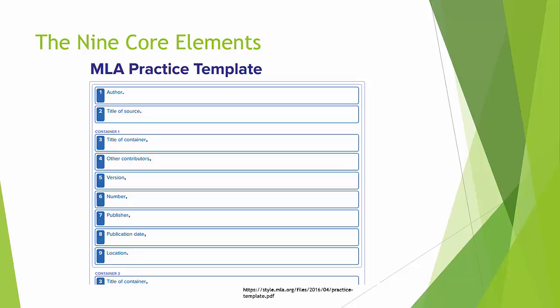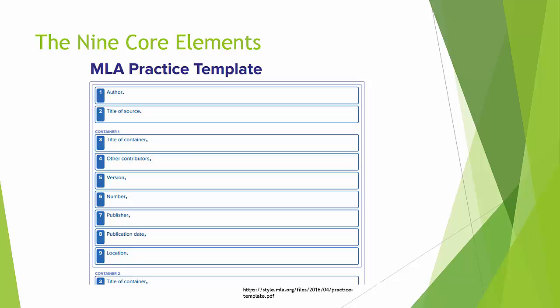Our fourth element is other contributors. This includes editors, illustrators. The name or the title precedes the name. So, edited by Cynthia McDonald, comma. It ends with a comma, like I said. This is not abbreviated, so you do spell out edited and illustrated.